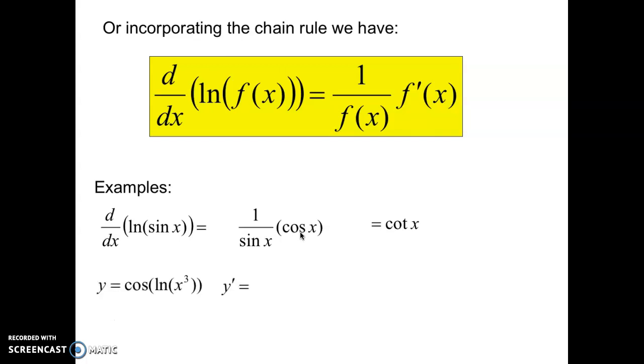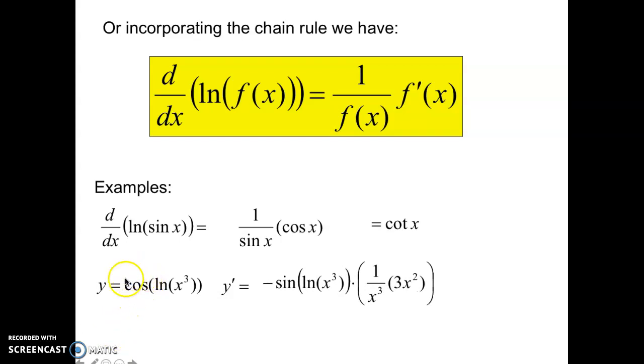Let's try another example. What about if I asked you for the derivative of the cosine of the natural log of x cubed? So now we actually have a triple chain rule here as we move along. We have this rule here, which is the chain rule incorporating the natural log, but then it's within the cosine function. So let's take it apart and see what we have.